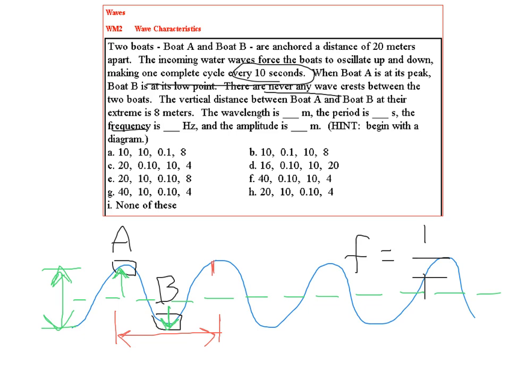So if you put all those numbers together, then hopefully one of these will be the choice, or of course you have option I, which is none of these. So hopefully that gives you a little nudge on this question, or maybe a question like it in WM2. And if you have more questions, just get a hold of me or come see me in the classroom.